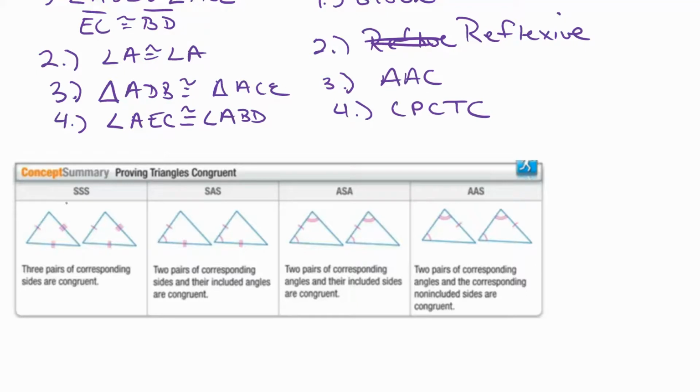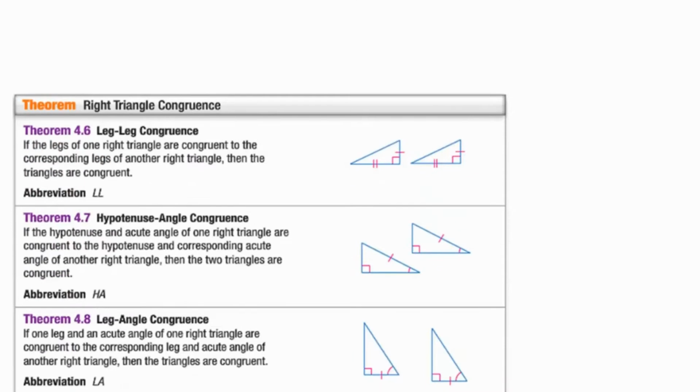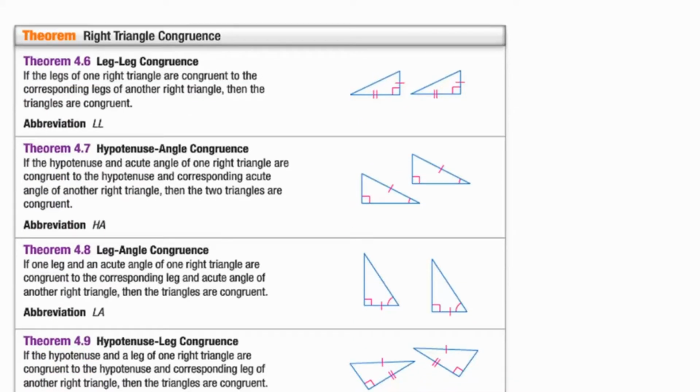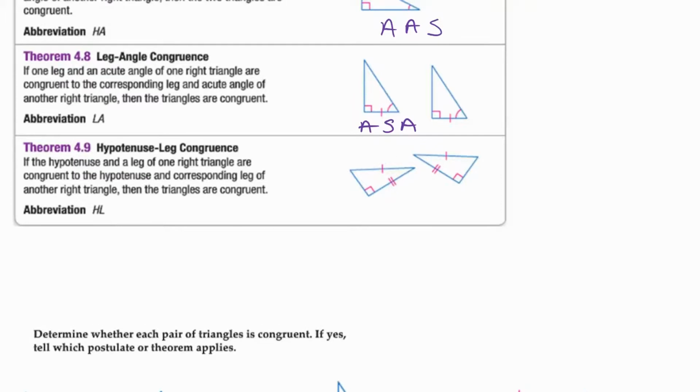So we've covered side, side, side; side, angle, side; angle, side, angle; and angle, angle, side. And we have a couple special cases that I want to look at. There are these 4 theorems, but you don't have to memorize 3 of them. Because in a right triangle, this one is just side, angle, side. This one is angle, angle, side. And this one is angle, side, angle. So the only one that we have to think about is HL.